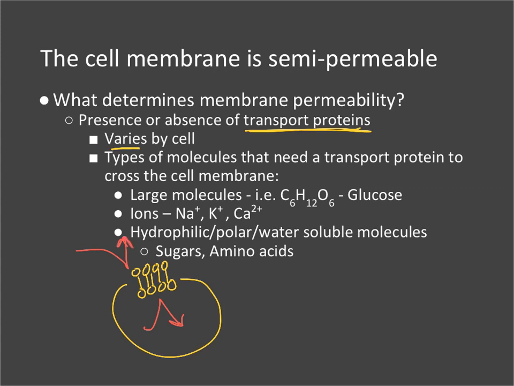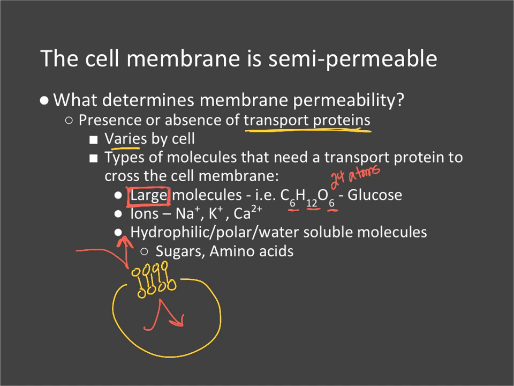Are things that are going to be like large stuff. So things like glucose. So glucose is made out of 12 hydrogen atoms, 6 oxygen atoms, and 6 carbon atoms. So that's 24 atoms. So that's a pretty big molecule. Also things like a lot of amino acids are kind of big. So just in general, big stuff needs some help getting across the cell membrane.